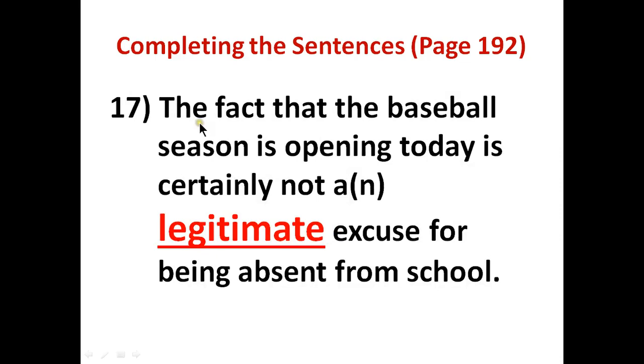Number 17. The fact that the baseball season is opening today is certainly not a legitimate excuse for being absent from school. Legitimate is the answer for number 17. It means something that is legal and according to the law.